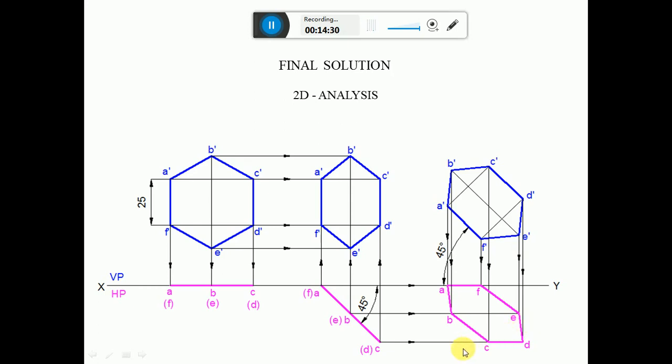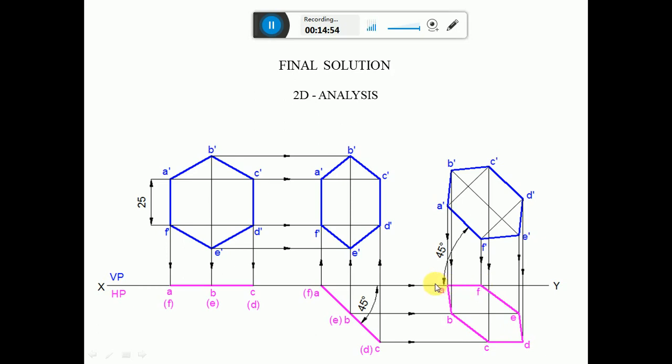Similarly, draw a horizontal projector from C and D, and draw a vertical projector from C dash and also from D dash. Both are going to intersect at this point here C and here D. So once you mark all these points, that is A, B, C, D, E, F, then join A to B, B to C, C to D, D to E, E to F, and F to A with a dark line.